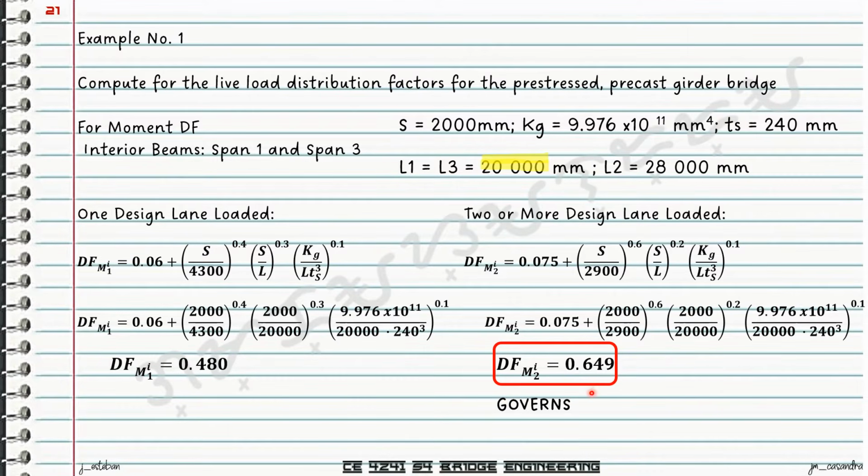And that will give us 0.649. And our unit here will be lanes. Okay, so we now have two values of the distribution factor. So which of these will be used? We'll be using whichever gives us the highest value. So in this case, what will govern is the distribution factor for the moment of interior beams for two or more design lane loaded.